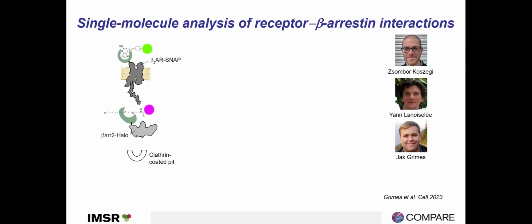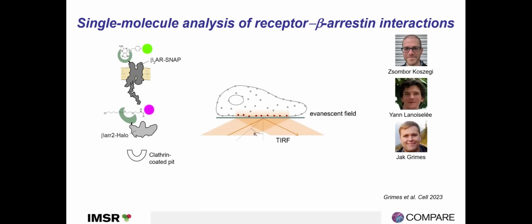This has been the work of Zomber, a biologist, Young, who's a theoretical physicist, and Jack, a PhD student in the lab. The way we do this is to label receptors and beta-arrestins with bright organic fluorophores using SNAP and Halo tags, because we're interested in events that happen close to the cell surface. We use a specialized microscopy method called TIRF, total internal reflection fluorescence microscopy, which allows us to illuminate essentially only the plasma membrane, or a very thin layer of our cells that is directly facing our coverslip.